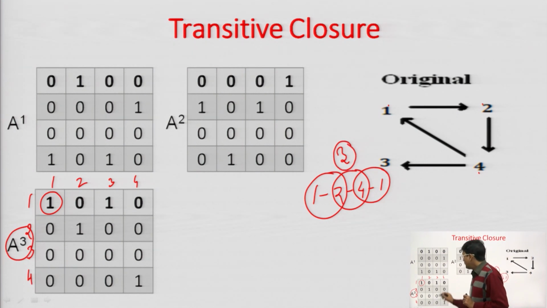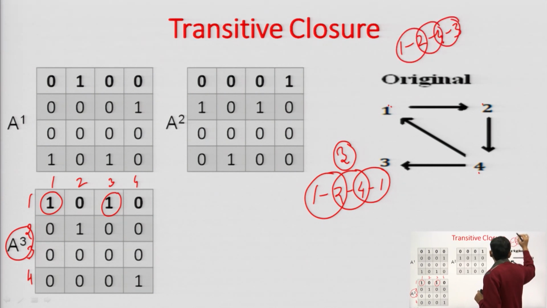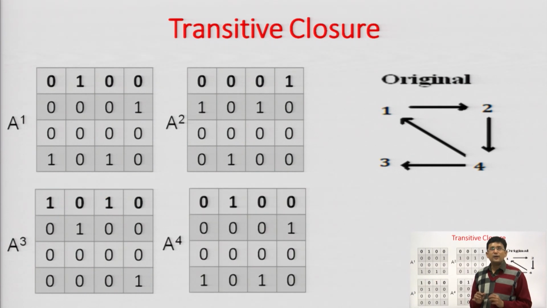Similarly, let's verify it with one more, 1 3. So, whether there is a length 3 path between 1 and 3. A path is 1 2, 2 4 and 4 3. There are 3 edges involved in between, hence the length of this path would be 3. So the A cube entry is telling you how many paths of length 3 exist between a pair of stations. Now finally, let us find out A raised to the power 4. What is A raised to the power 4 telling you? This is telling you how many paths of length 4 are possible between a pair of stations.